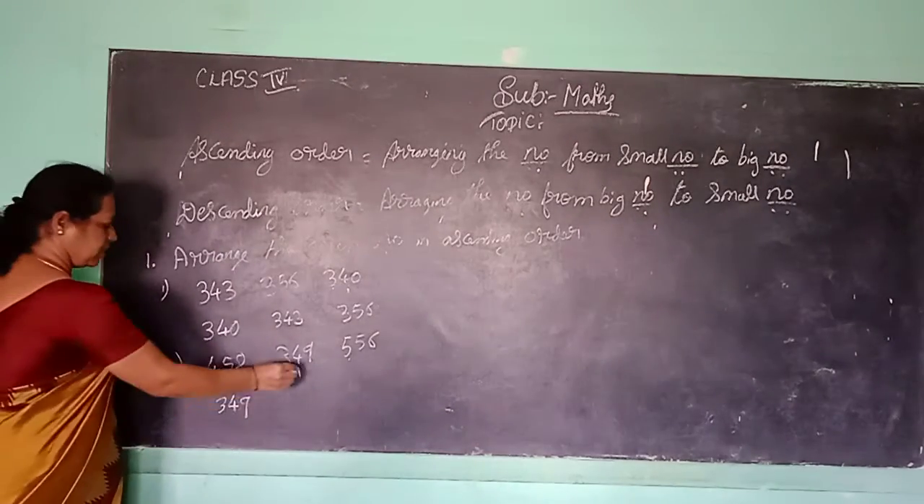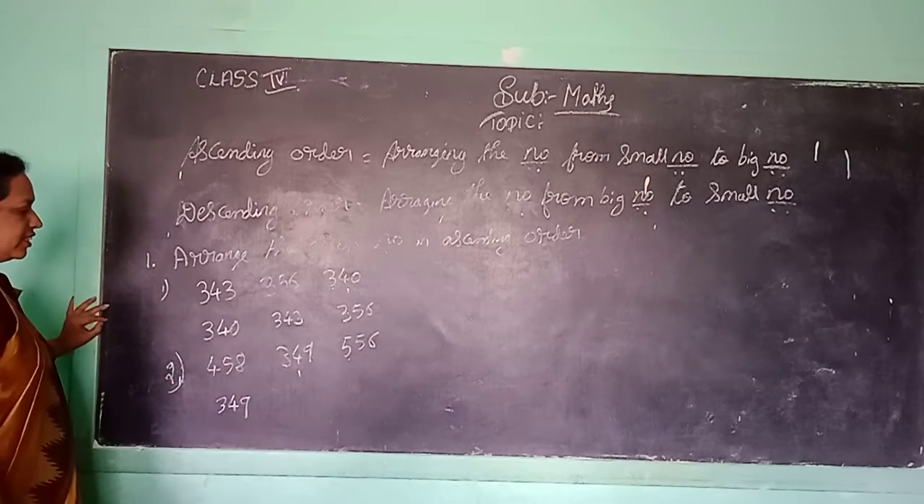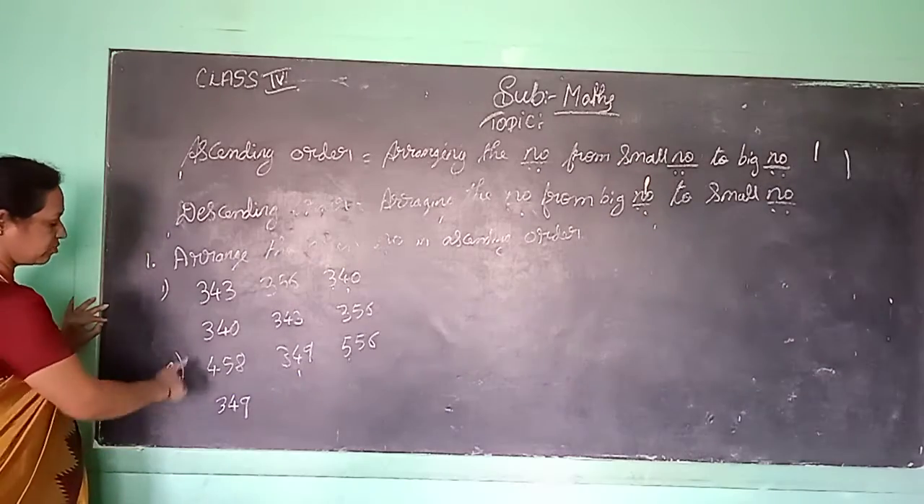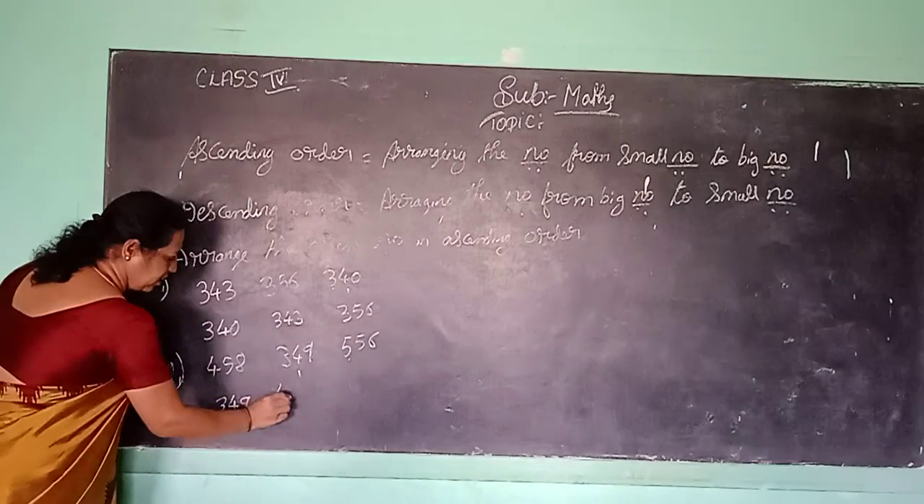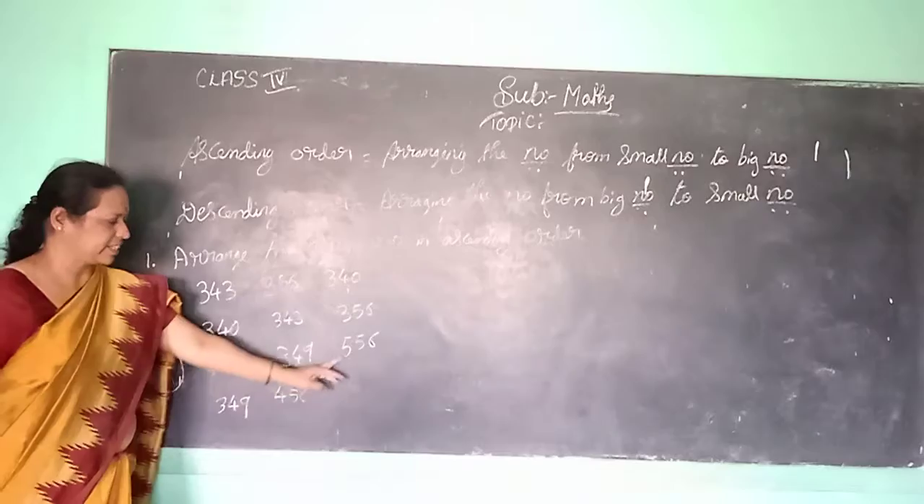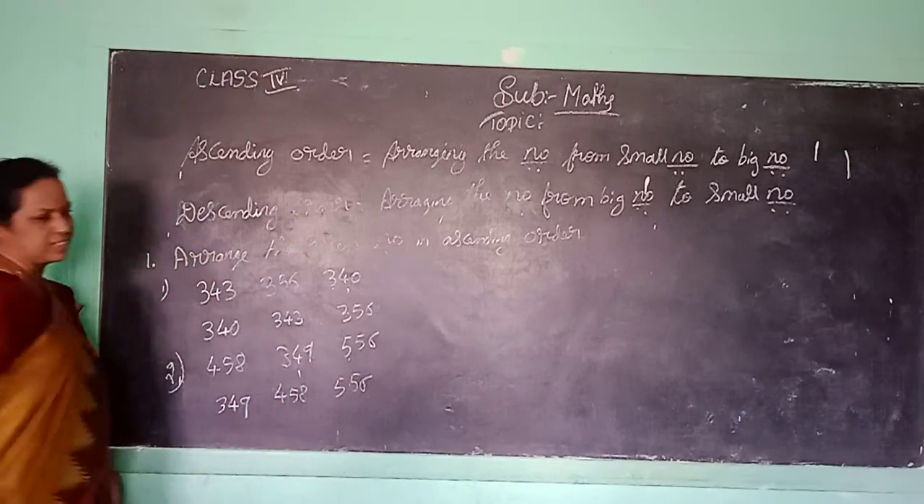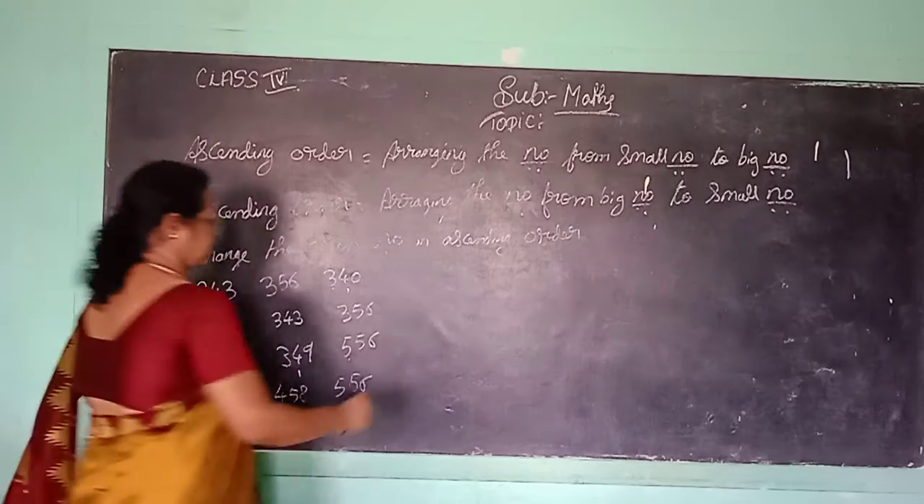349. Next, this number is 400, this is 500. Which is greater? 500 is greater. So next, what do we have to write? 458, the smaller number, 400 is less than 500. Next is 556. Okay, children. Next, the third one.